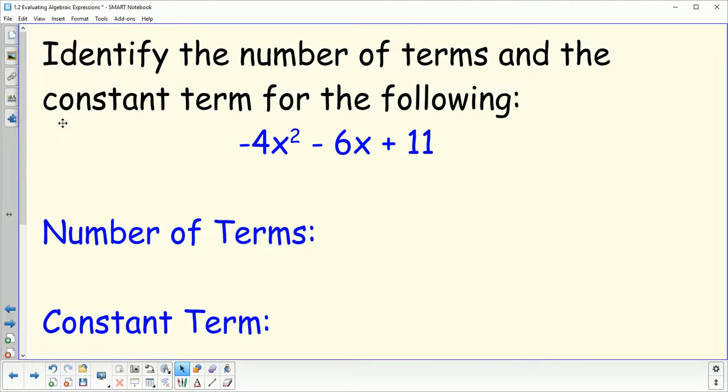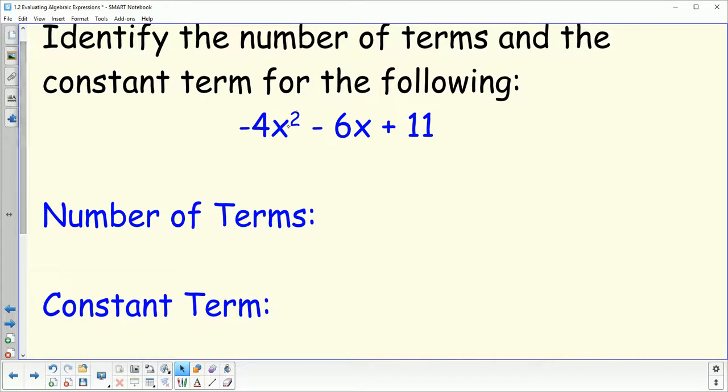Looking at another example then, here we have three terms: negative 4x squared, and then minus 6x is the second one, and then plus 11. So we have three terms, and our constant term is 11 in this case.